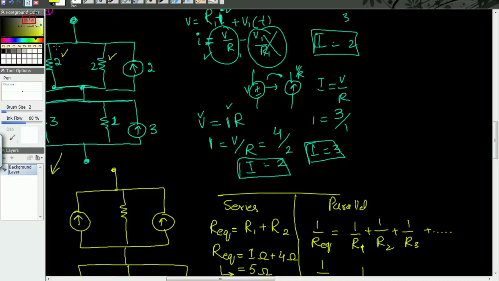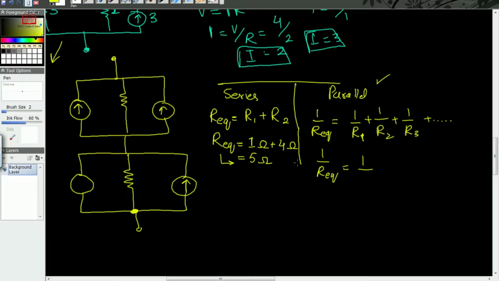As you can see, two resistors are connected in parallel here. In the lower loop, two resistors are again in parallel. So both will use the parallel connection formula. 1 over R1, what is the value of R1? 2. And what is the value of R2? 2. We need to go through using LCM, simple mathematics. 2 into 1, 2, and 2 plus 2, 4 over 2.